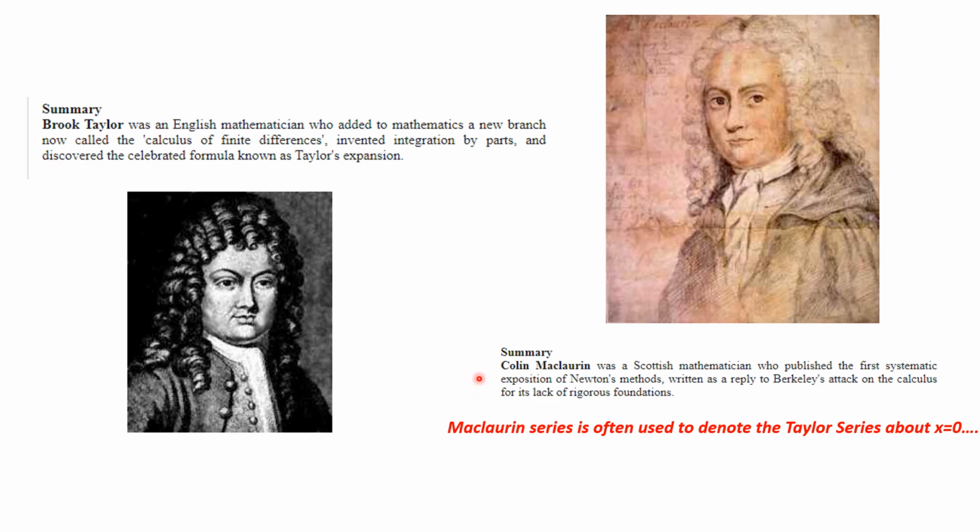Colin Maclaurin was a Scottish mathematician who published his first systematic exposition of Newton's method, written as a reply to Berkeley's attack on the calculus for its lack of rigorous foundations. Maclaurin series is often a term used to denote the Taylor series about x equals 0.